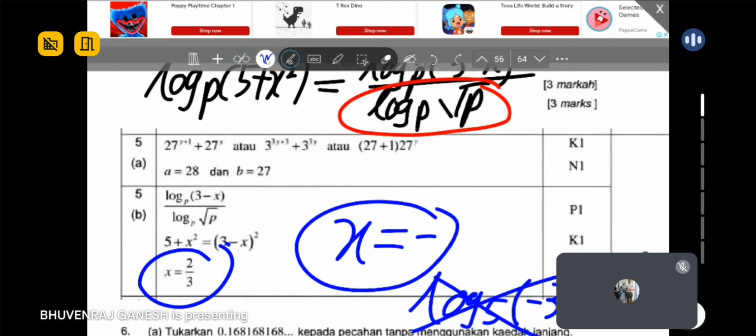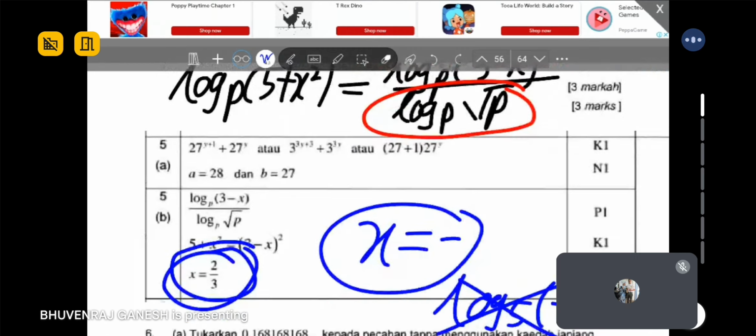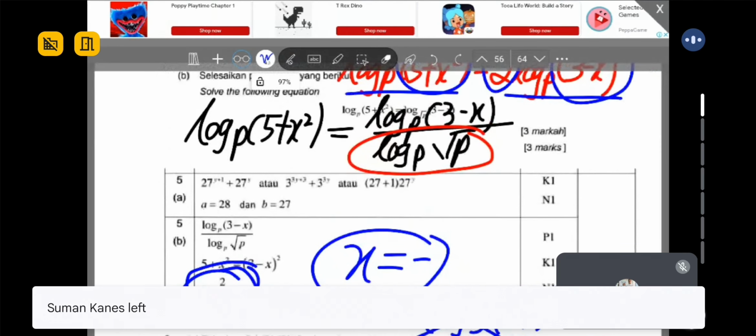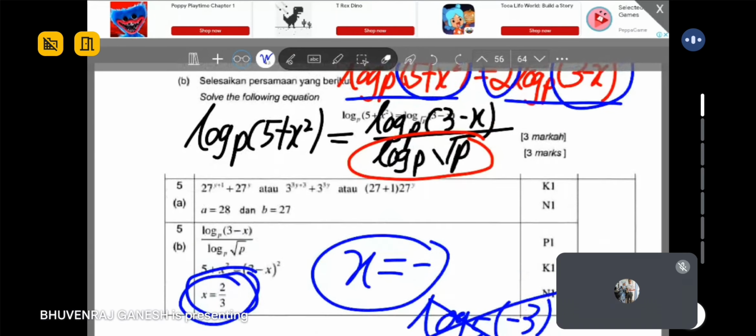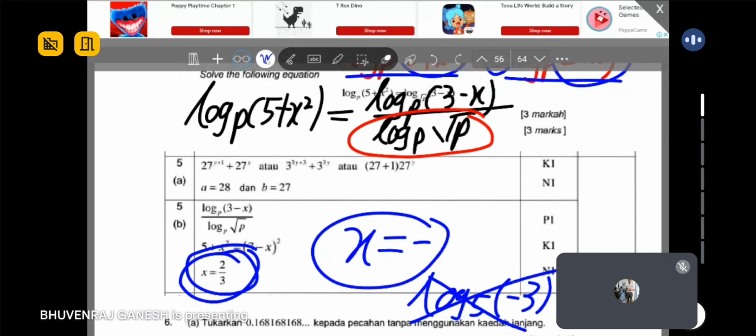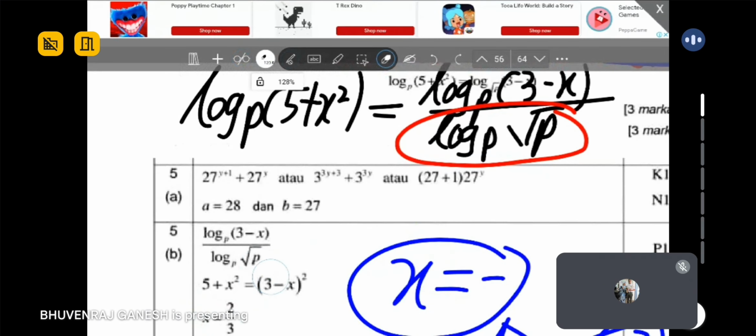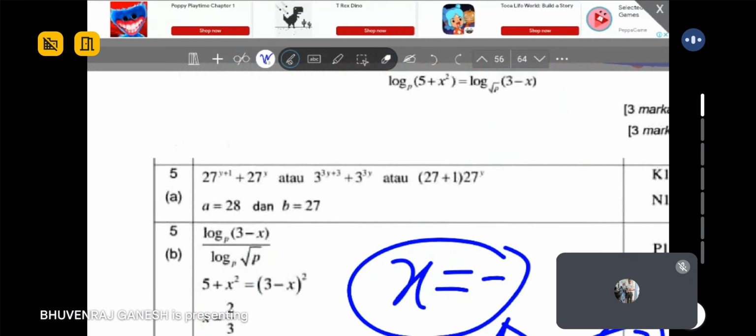So confirm the x value must be positive if you want the answer to be positive. Are you clear? So just make sure you check and see. How do you check? You just substitute the value of x in your original equation. Substitute it here, then you will know whether your answer is correct or wrong.